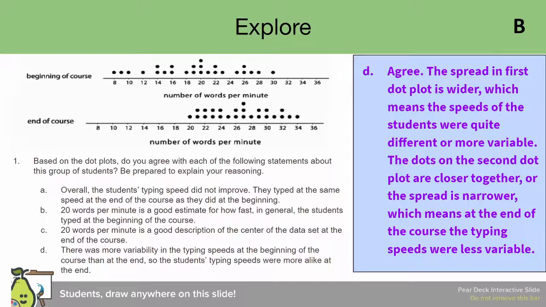So we can see from looking at both dot plots that when the students came in the beginning of the course, their speeds were kind of all over the place. But now, at the end of the course, we can see that the majority of them are in this zone between 20 and 34. They're kind of clumped up together. We can see that since the majority of our typers are clumped up together, that means their speeds are more alike than in the past, where we had students from all types of speeds.